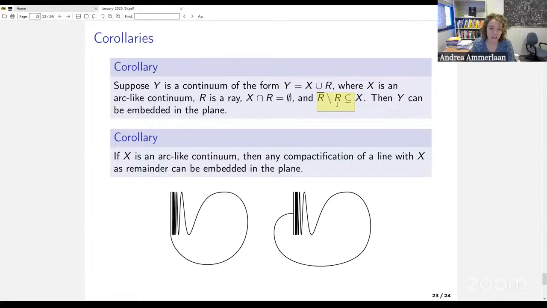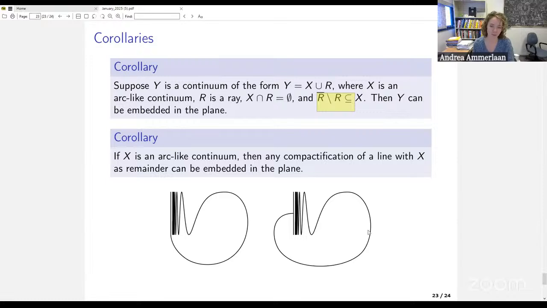We also have this corollary, which was sort of the incentive for Nadler to ask the Nadler-Quinn problem in the first place. He was wondering if any compactification of a line with an arc-like continuum remainder could be embedded in the plane. And since our answer to the Nadler-Quinn problem is yes, it can be somewhat quickly proven that this can also be answered in the positive. So any compactification of a line with an arc-like continuum remainder can be embedded in the plane.